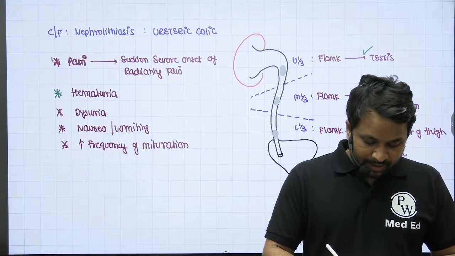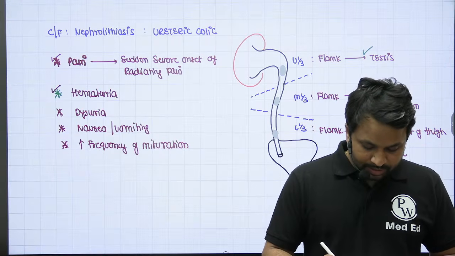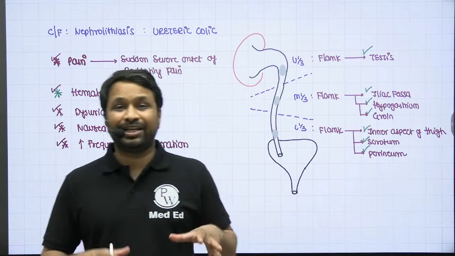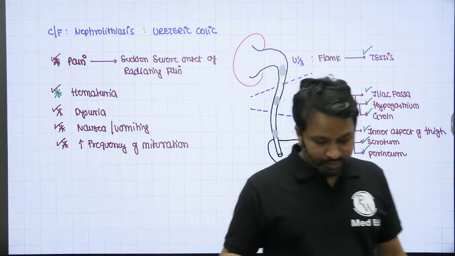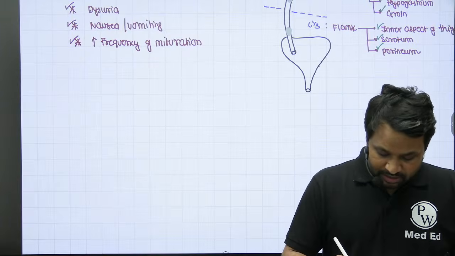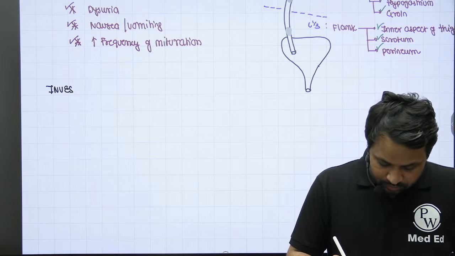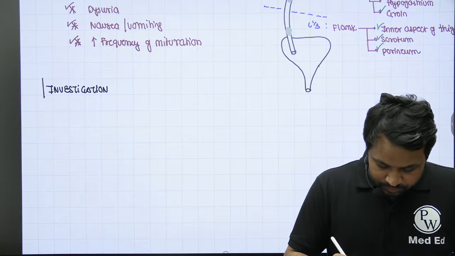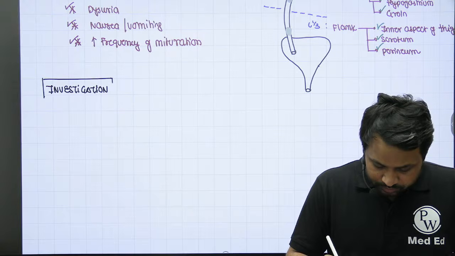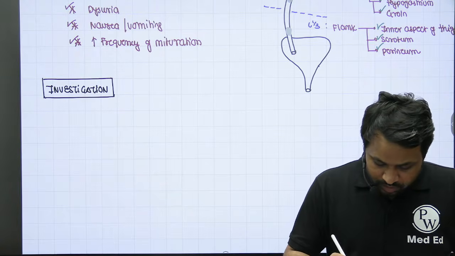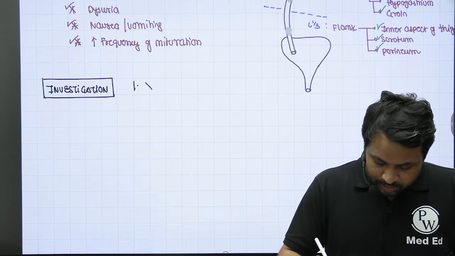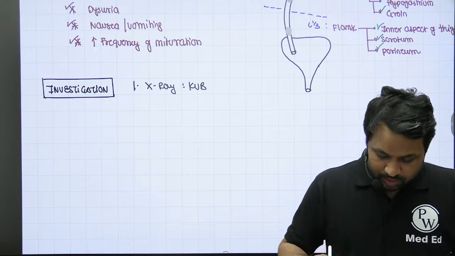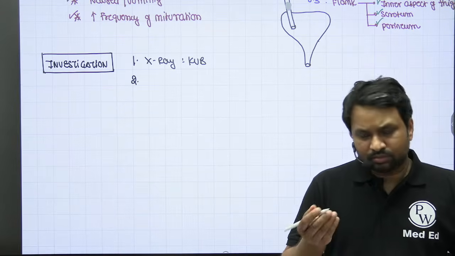Now a patient with pain, associated hematuria, dysuria, nausea, vomiting, as well as increased frequency of micturition. All these tell you the patient is suffering from ureteric colic. Okay? Now how would you like to evaluate? In terms of investigation, the first one that you would like to do is going to be an X-ray KUB. That is kidney, ureter, bladder, because 90% of stones are radiopaque.